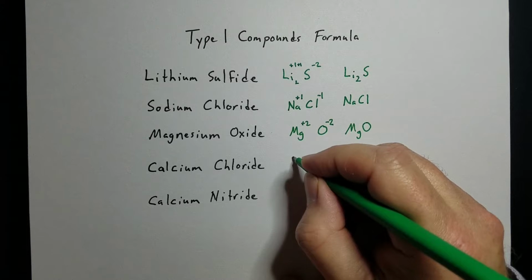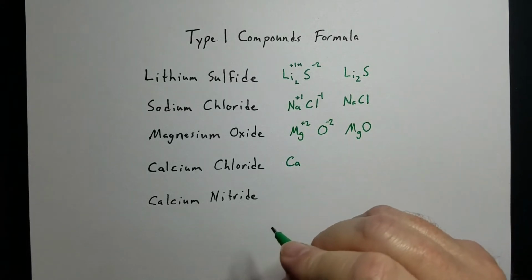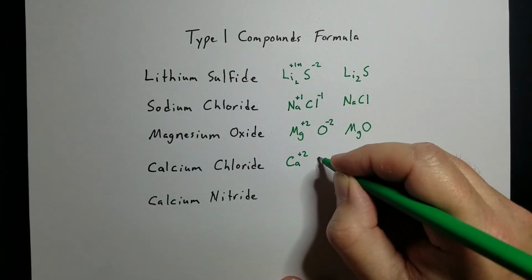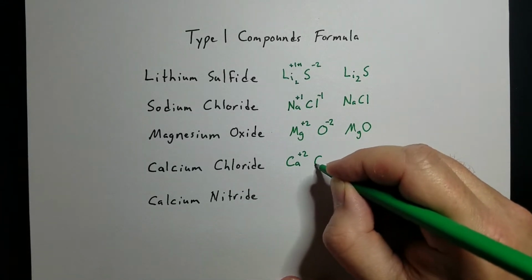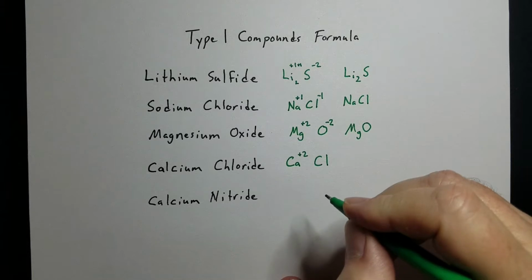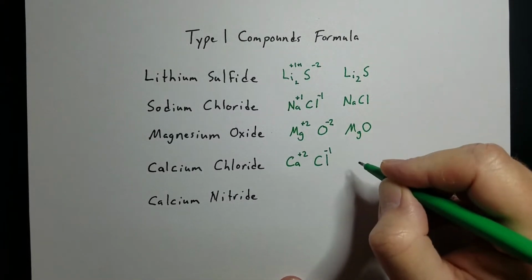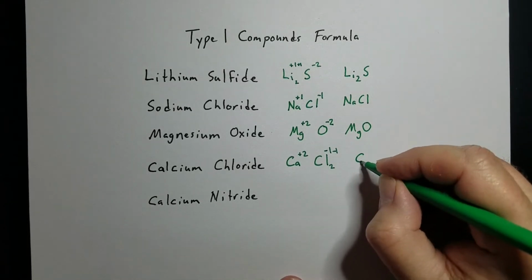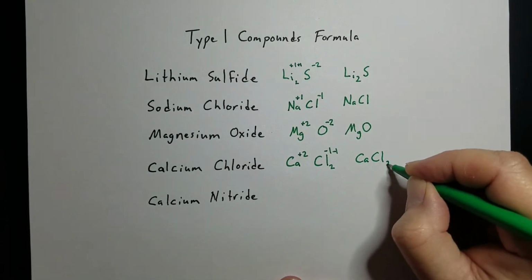Calcium chloride. Ca for calcium. It is a +2. Chloride, or chlorine, Cl, that is a -1. So we need another one to balance this out. So that's going to be CaCl2.